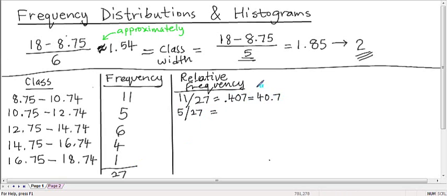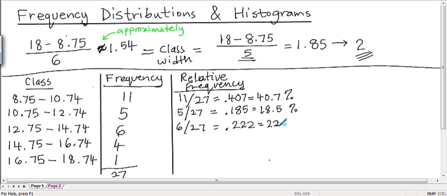Okay, then we have 5 out of 27, because I have total 27 pieces of data, and 5 out of 27 gives me 0.185, or 18.5%. And then 6 out of 27. So I'm just plugging this into my calculator. Gives me 22.2% of the data. You want to make sure you round properly, okay? Because if you make a little bit of a rounding error, when you try to total it up, you should, instead of getting 100%, you'll get something a bit off.